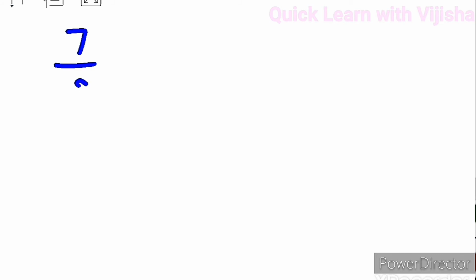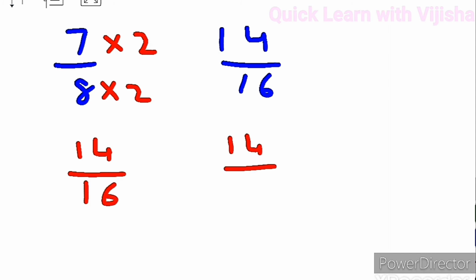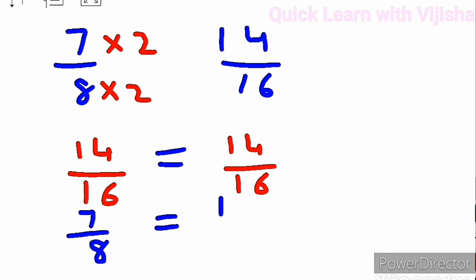Question number 11. 7 upon 8 and 14 upon 16. Here also 8 and 16. So 8 2s become 16. So we will multiply only one fraction. 7 2s are 14, 8 2s are 16. 14 and 16. So they both are same. So we will put an is equal to, as per your question, 7 upon 8 is equal to 14 upon 16. Understanding, children? If you have any doubt, you can comment to me.